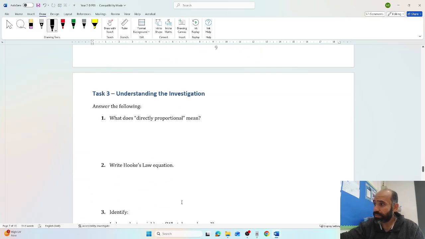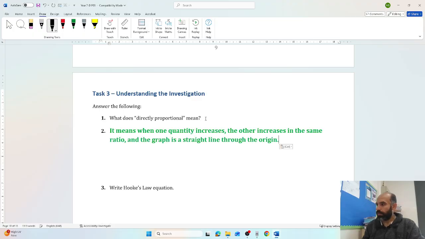So I think now you can tell me what the term directly proportional means. Directly proportional means if a physical quantity increases, the other quantity will increase by the same ratio. So how can you write this? I will copy it here. So directly proportional means when one quantity increases, the other increases in the same ratio. And the graph is a straight line passing through the point of origin.